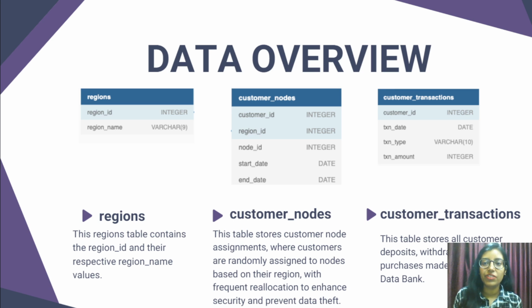And then another table we have is customer transactions. This is a very important table because it holds all the data of the transactions related to all the customers in this bank, like the transaction date, the transaction type, and the amount. In any bank we basically see three kinds of transaction types, like deposit, purchase, and withdrawal. All of this is about the data.